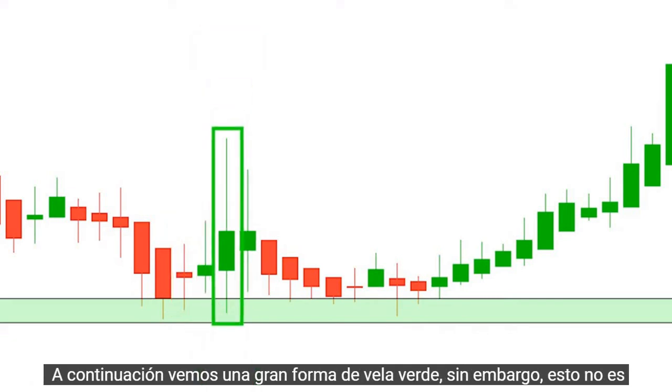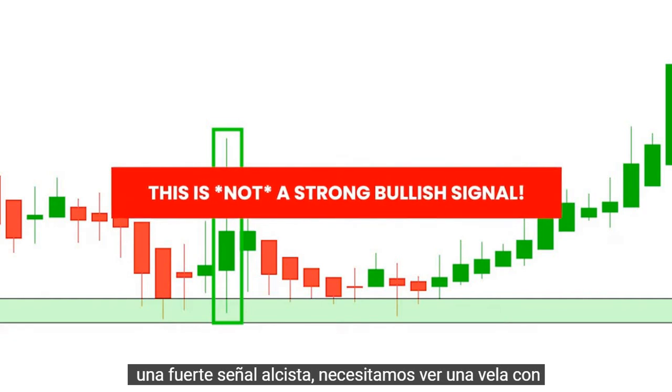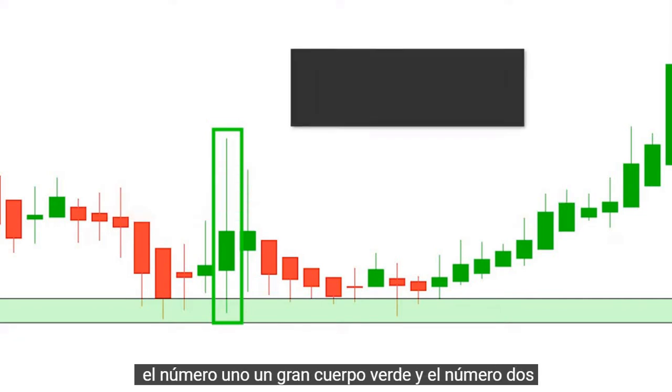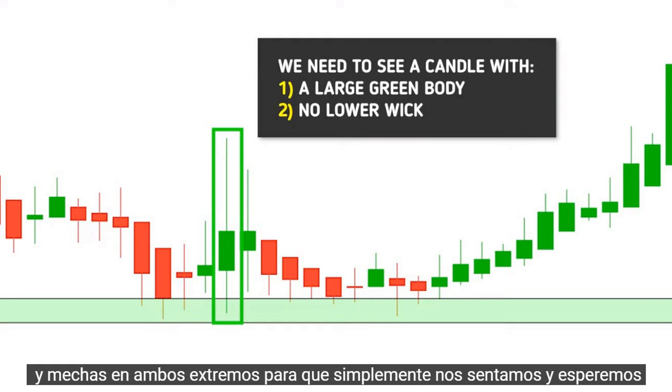Next we see a large green candle form. However, this is not a strong bullish signal. We need to see a candle with, number 1, a large green body, and number 2, no lower wick. This candle has a small green body and wicks on both ends, so we would simply sit back and wait.